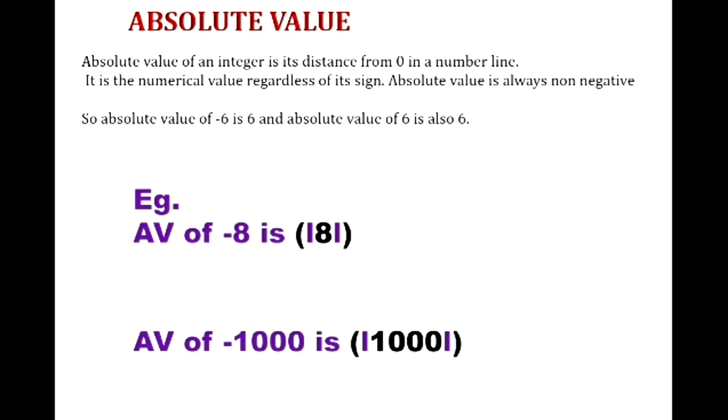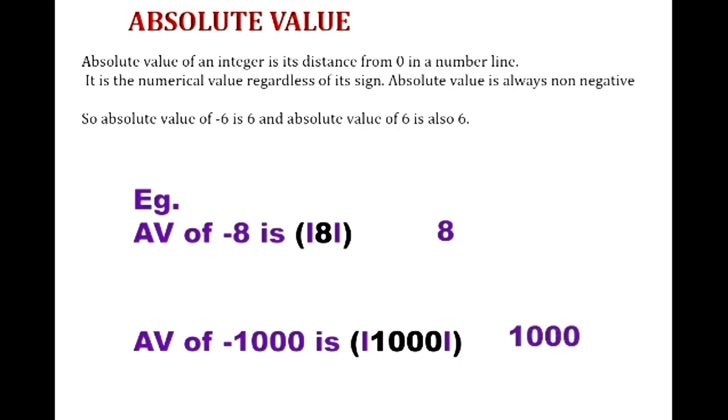Next is absolute value. Absolute value of an integer is its distance from 0 in a number line. It is the numerical value regardless of its sign. Absolute value is always non-negative. So, absolute value of -6 is 6 and the absolute value of 6 is also 6. That means we do not consider the sign but we only see the numerical value. No matter it is -8 or -1000, the absolute value will be a non-negative number, that is 8 and 1000.